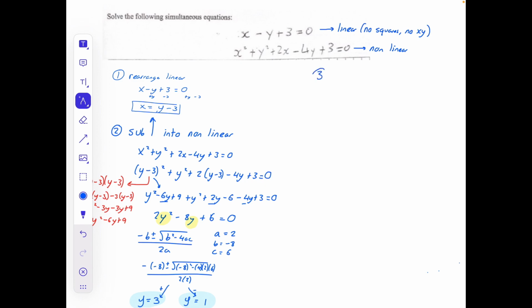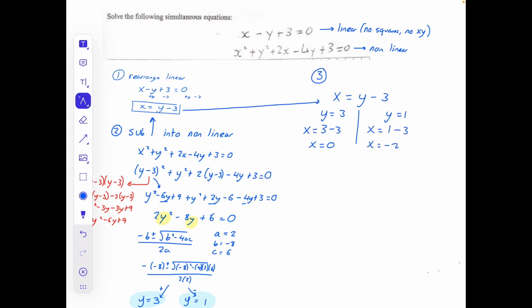Now, step 3. Okay, what we're going to do is we're going to take this equation. So we have x is equal to y minus 3. We've just found out that y is equal to 3 or y is equal to 1. What we're going to do, we're just going to sub those in. So we have x is equal to y, which is 3 minus 3. We get out x is equal to 0. Or x is equal to y, which is 1 minus 3. X is equal to minus 2. And they are our second set of answers.